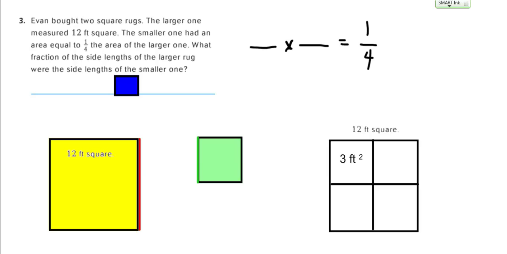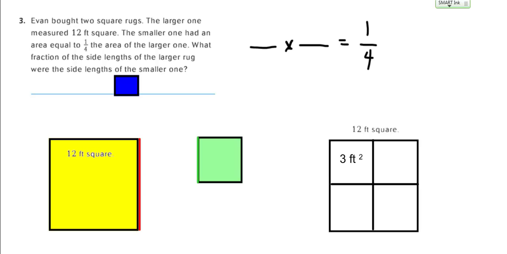The problem reads, Evan bought 2 square rugs. The larger one measured 12 square feet. The smaller one had an area equal to 1/4 the area of the larger one. What fraction of the side lengths of the larger rug were the side lengths of the smaller one?